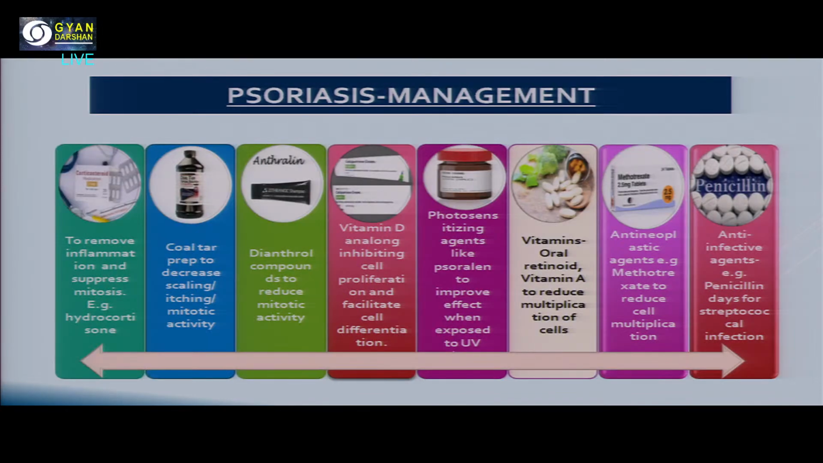There is a lot of management, but the true management is yet to be found. We can use corticosteroids to manage the inflammation. We can use coal tar preparations. We have shampoos and others to relieve the scaling, itching, and mitotic activity. We can use anthralin, which is actually a dithranol compound, to reduce the mitotic activity. We can use vitamin D in order to inhibit cell proliferation.